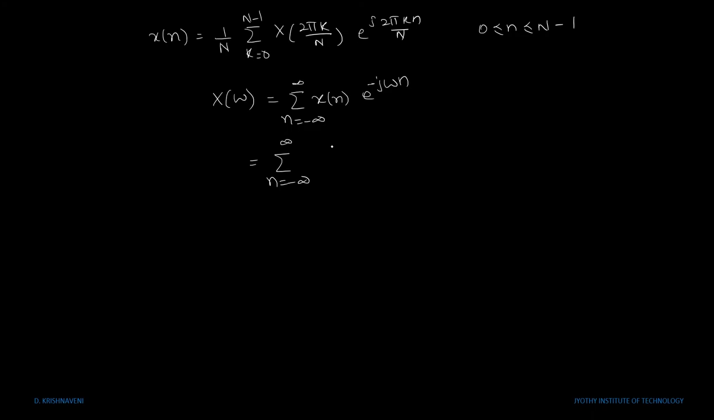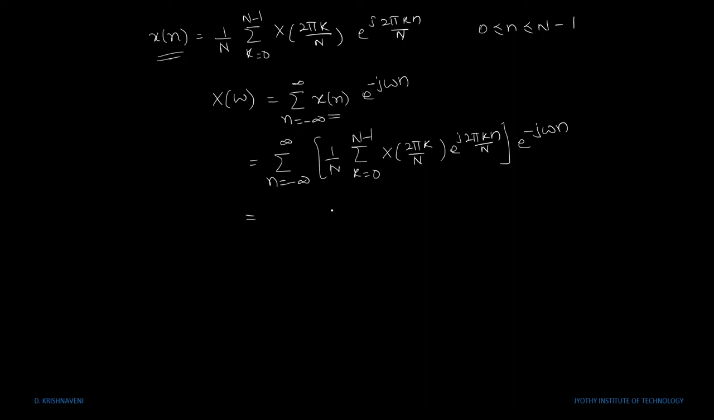as 1 by n. This particular expression, I am writing it here, xp of n now has been replaced with x of n here, because we know that from xp of n we get back x of n, and this expression I am substituting in place of x of n. So 1 by n summation k equal to 0 to n minus 1 x of 2 pi k by n e to the power of j 2 pi k n by n, and then e to the power of minus j omega n. So this part we have written in place of x of n, and then e to the power of minus j omega n.